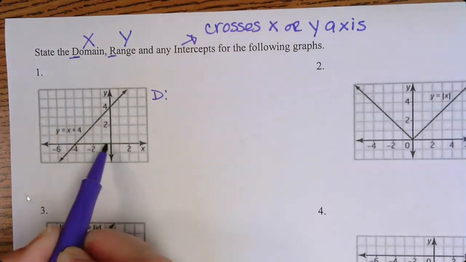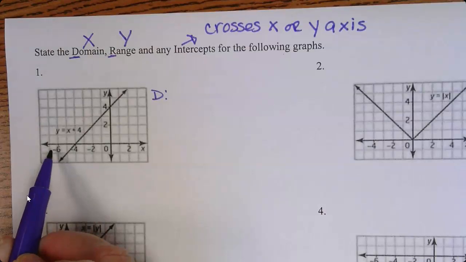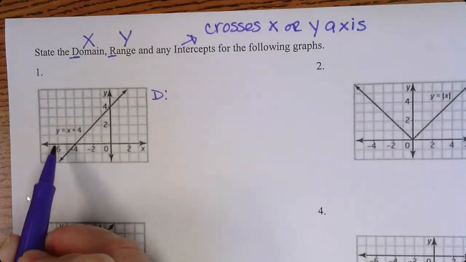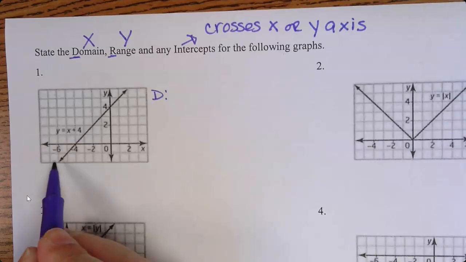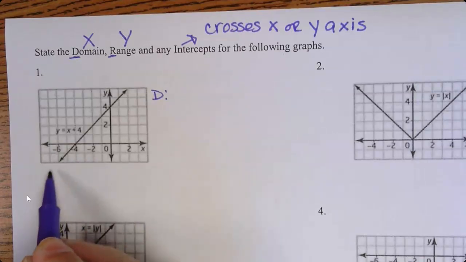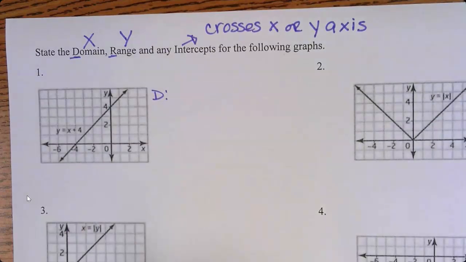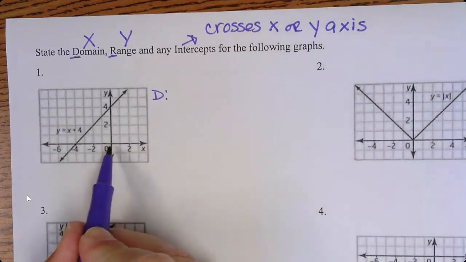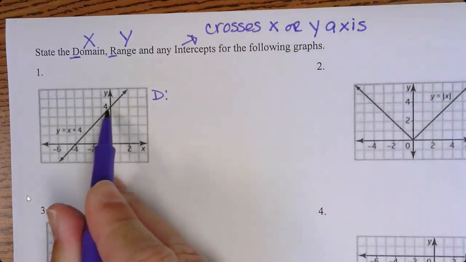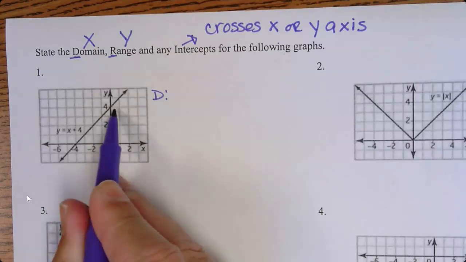Does this line cover all the negative X values? Now, it does stop here at -6, but we see this arrow? Because it goes down forever and out, it will eventually cover all of the negative X values. Okay. Does it hit 0? Does the line touch or come across 0? And the answer is yes, right here.